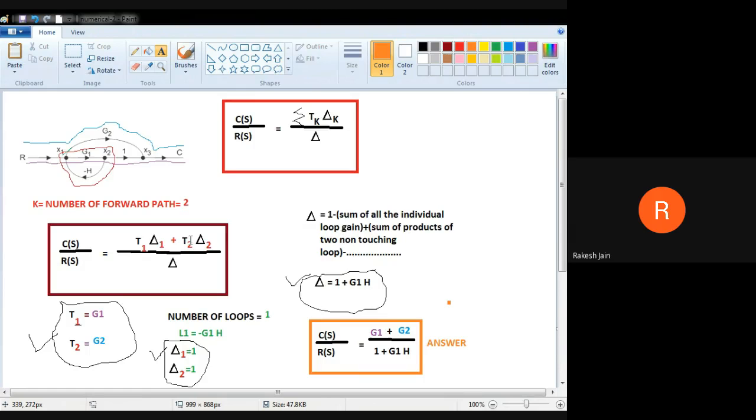So we just follow the step-by-step procedure which I discussed with you during the PPT presentation, and in these two numericals which we discussed today, we just followed the same things. I hope you understand very well.